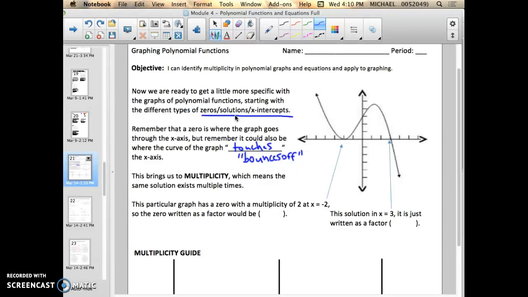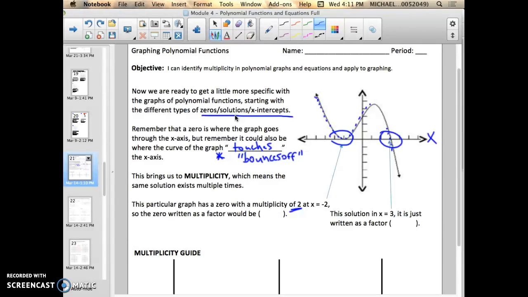So in this graph to the right, there's two solutions. I know that because it hits the x-axis twice, and we've talked about this. So this particular graph has a zero with a multiplicity of 2 at x equals -2, because it approaches the x-axis and then bounces off. So I know that it has a multiplicity of 2 because 2 solutions exist there, the same 2. It's -2. Here it goes through, so it has a multiplicity of 1. We've talked about that before.